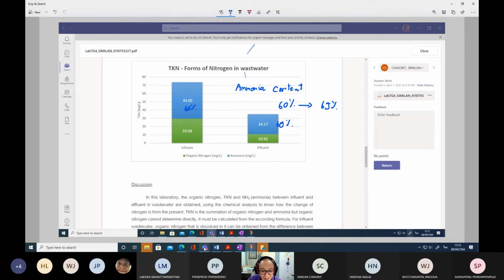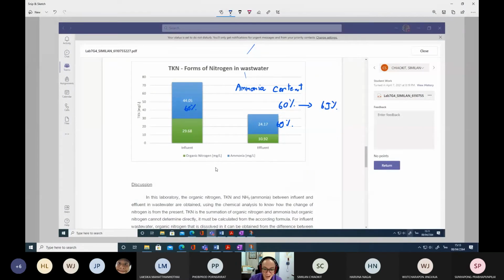Is this consistent with the fact? The fact is that normally in raw waste, the contents of the organic nitrogen could be greater but the ammonia may be small, but in this result, the organic contents in the influent are smaller than the ammonia contents in the effluent. Okay, in this sense, okay.